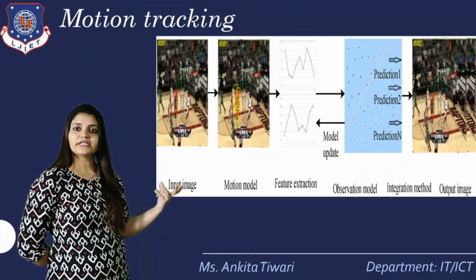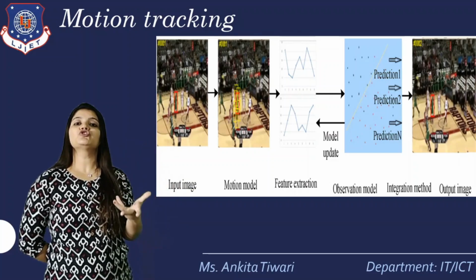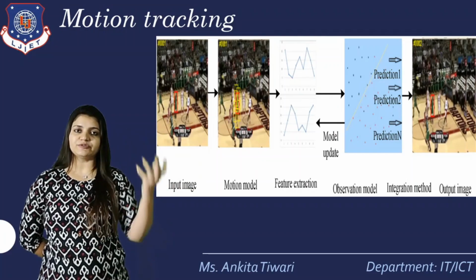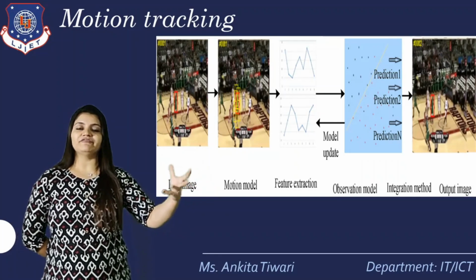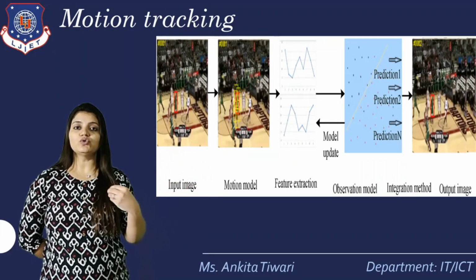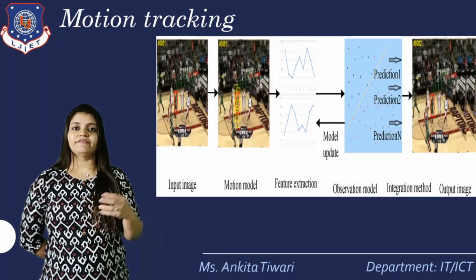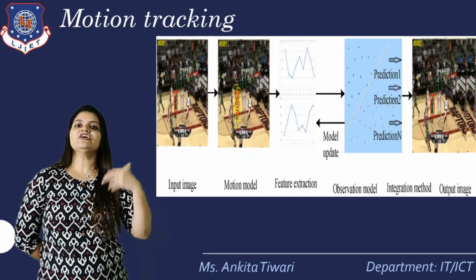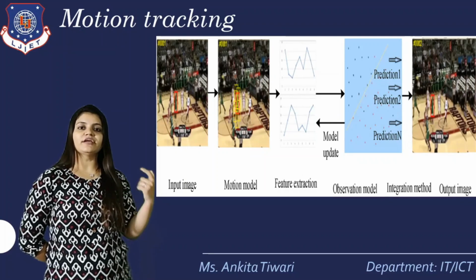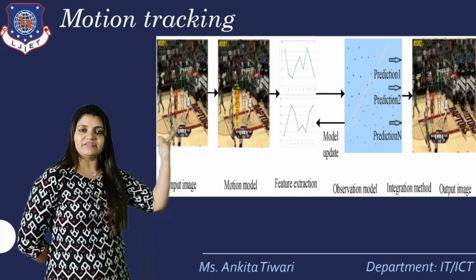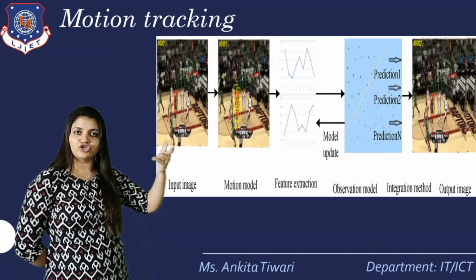We have an input image that is applied to a motion model, which is represented as a motion model. We have already studied different types of models used to represent any object. Then we have feature extraction, from which we want to take features, like edge detection, line detection, boundary detection. There are many things available in terms of the features that we want. Then the model should be updated.